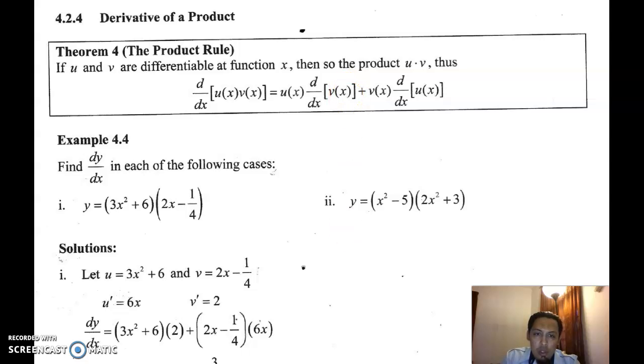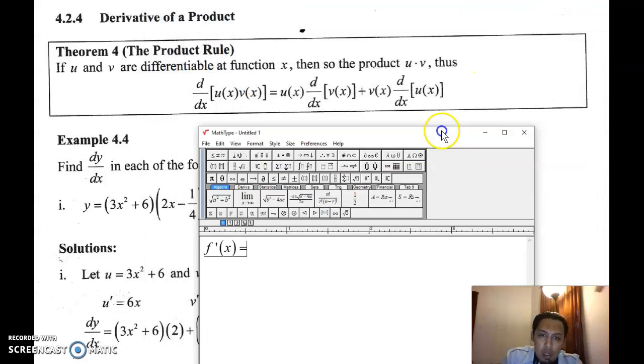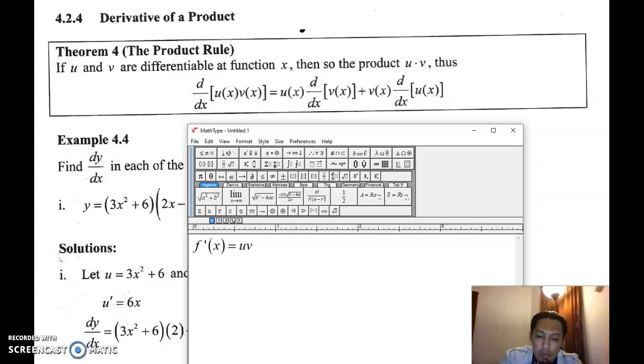If we just change a bit how to write it, the derivative for product is actually u times v prime plus v times u prime. What does it mean here? They are the same. It's just that instead of writing down d over dx, I just put prime, so it will seem a little bit simpler.